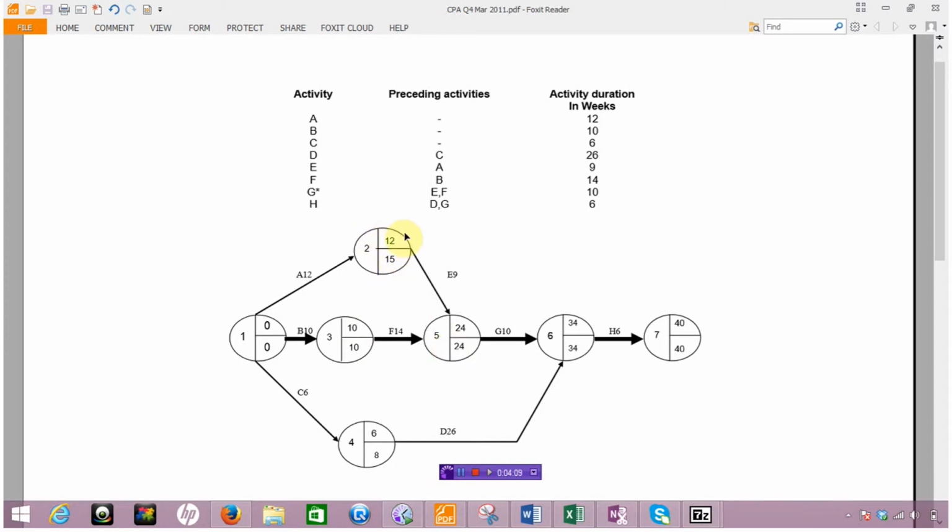So how do we do that? Well, all that we do is take the EET from the previous activity, i.e. 0, and add in the duration for the activity that we've just drawn out diagrammatically. So that's 0 plus 12 equals 12. That's A dealt with, and it's fairly straightforward because it doesn't have any preceding activities.